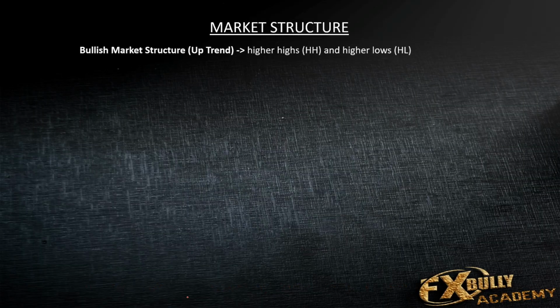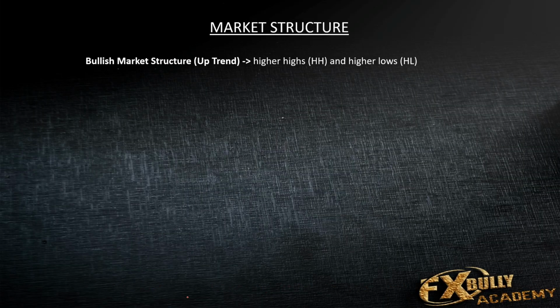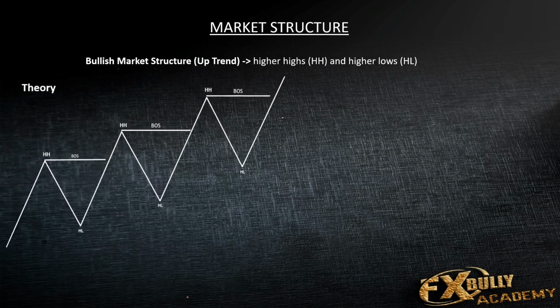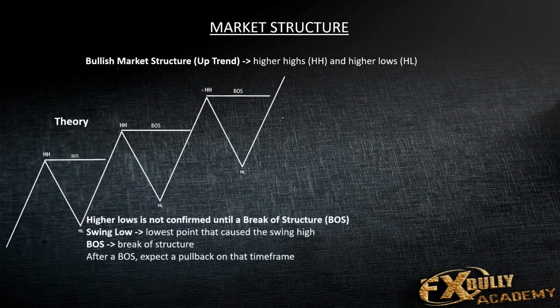We're going to be looking at the first structure, which is called the bullish market structure, which is an uptrend made of higher highs and higher lows. So in theory, what you will see is that the market makes a higher high and retraces to make a higher low, and then goes again to make a new higher high that is above that high, right? And the market will then retrace to create another higher low, and then we break the previous higher high to create a new higher high.